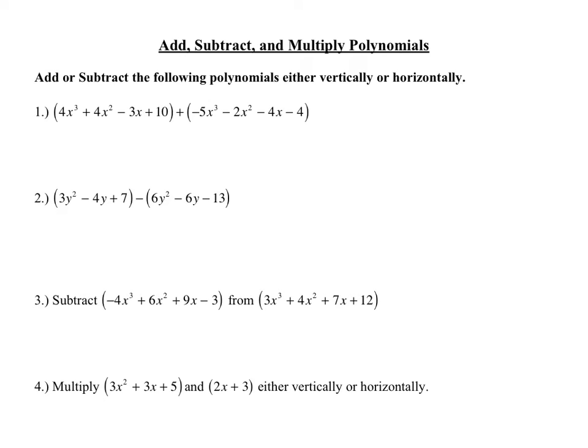We've done this in the past, but we're going to go ahead and look at it again. So here we have two polynomials, and we're going to add the two of them. You simply just add your like terms.